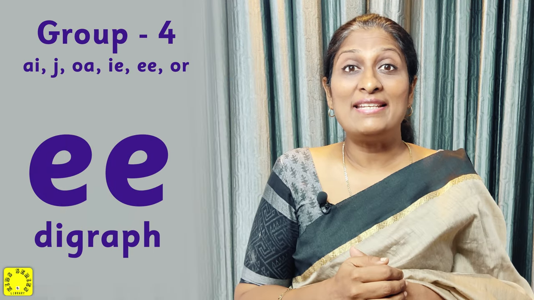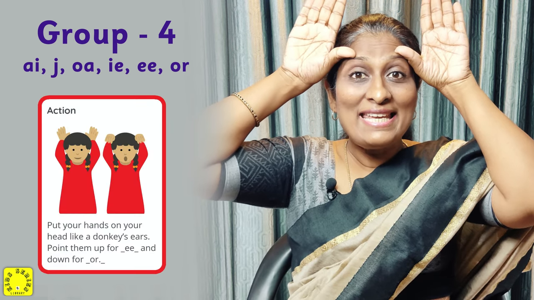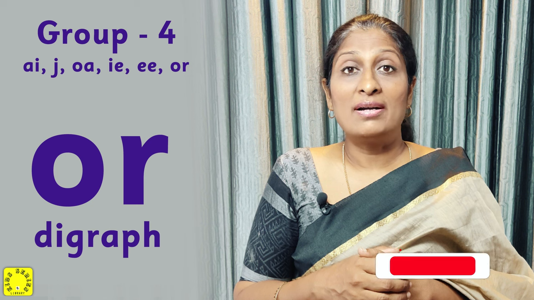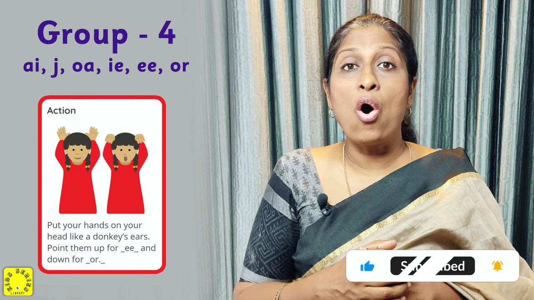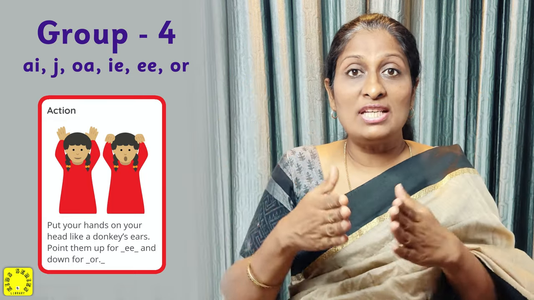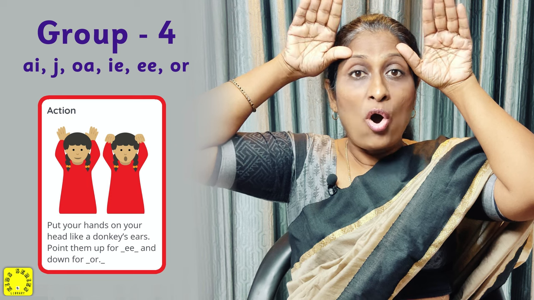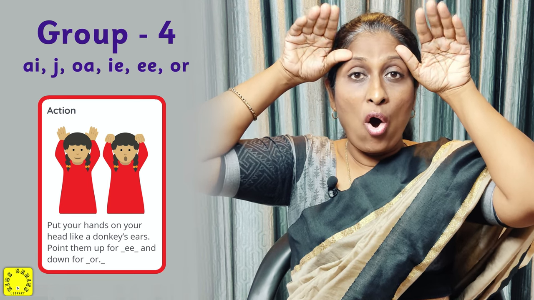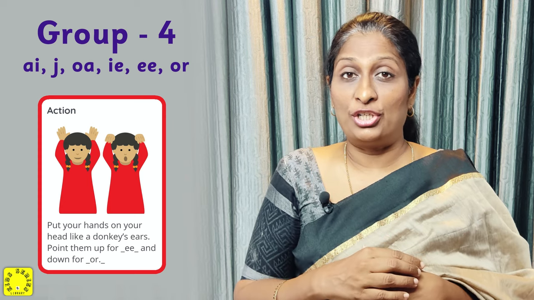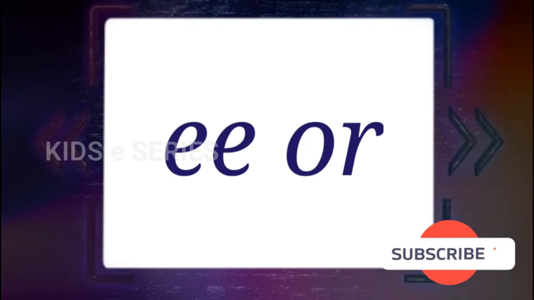The letters E and E give us one sound, E. The letters O and R give us one sound, O. So when you're teaching E and O, you can do this action. E, O, E, O. And when you're sounding out O, you don't sound out R as R. You say O. E, O, E, O.